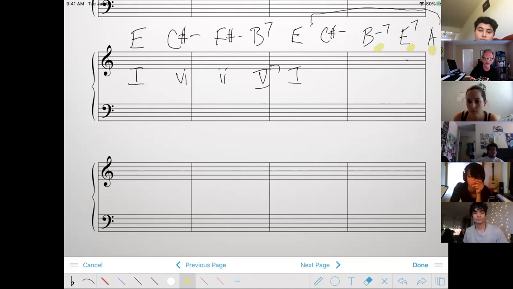Okay, so now, because the question was, what would be a pivot? I'm going to make this the pivot. What is this chord in the key of E? It's 6, isn't it? Yeah, it is a 6. Okay. Now I'm going to say that's my pivot chord.